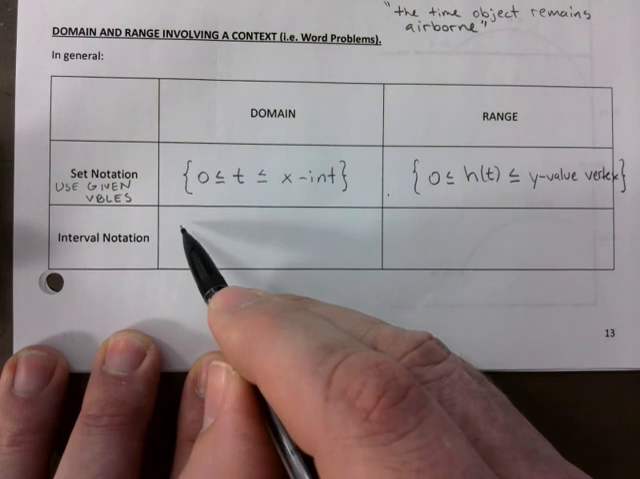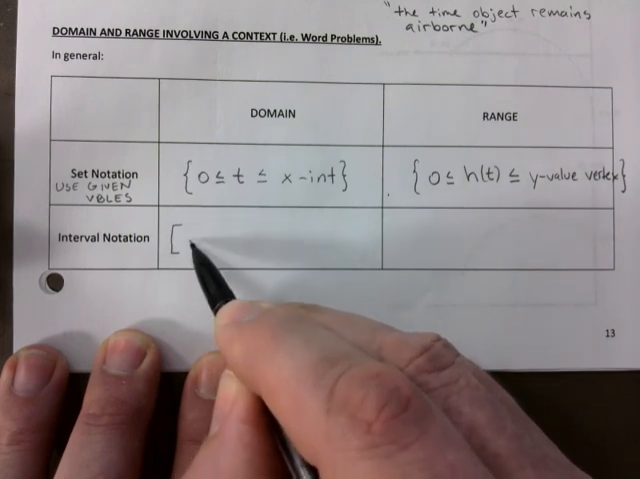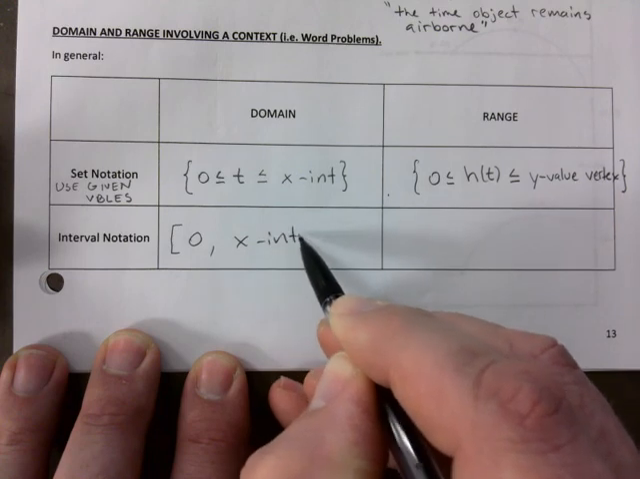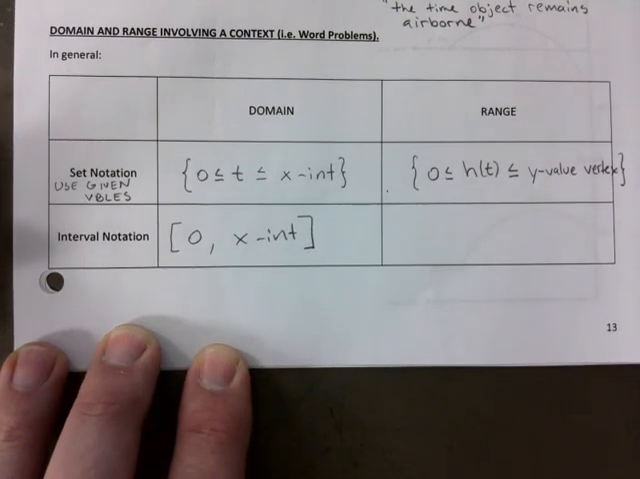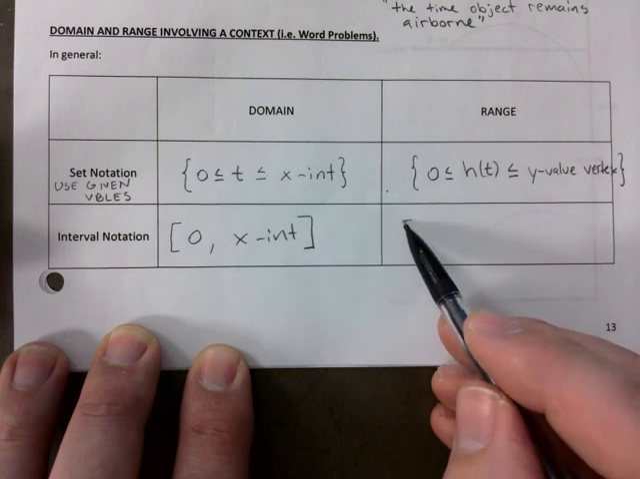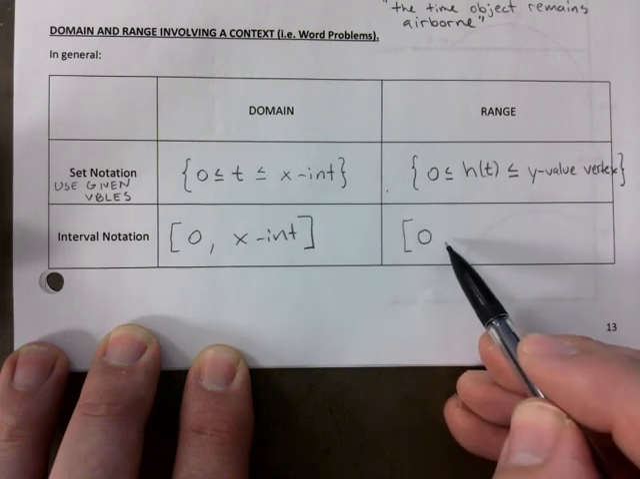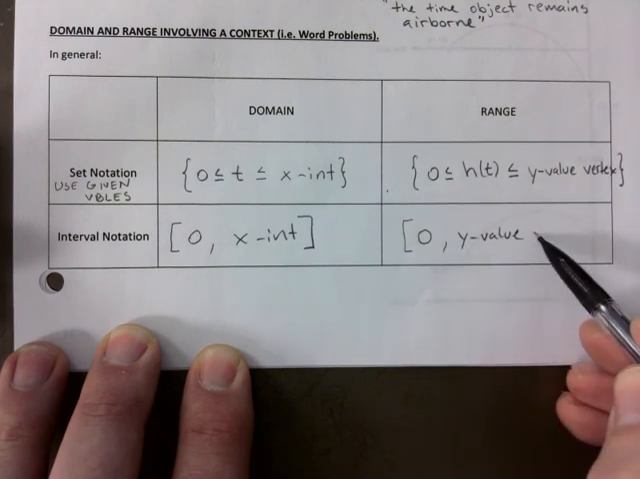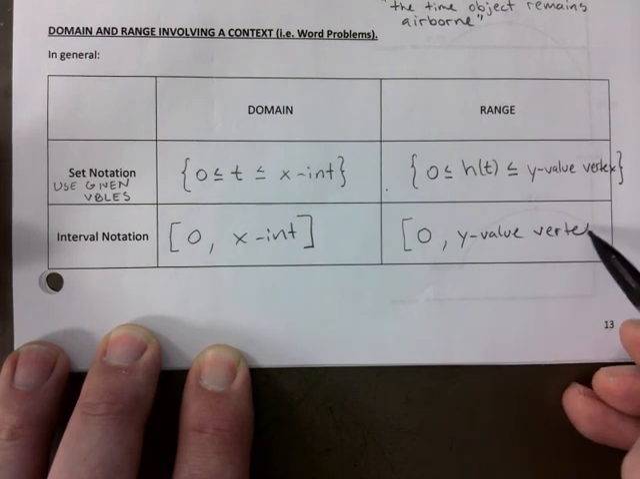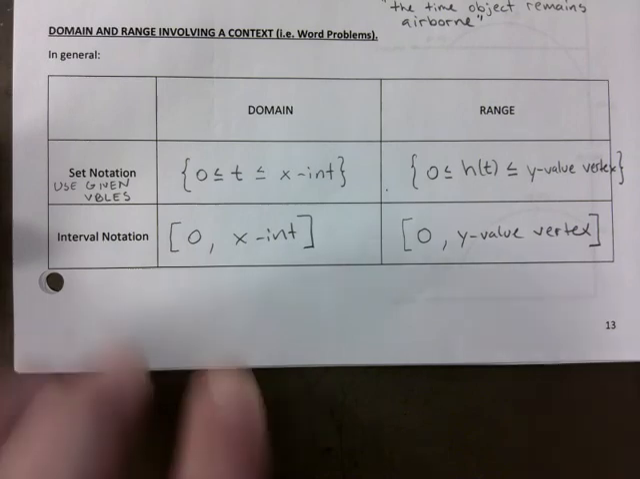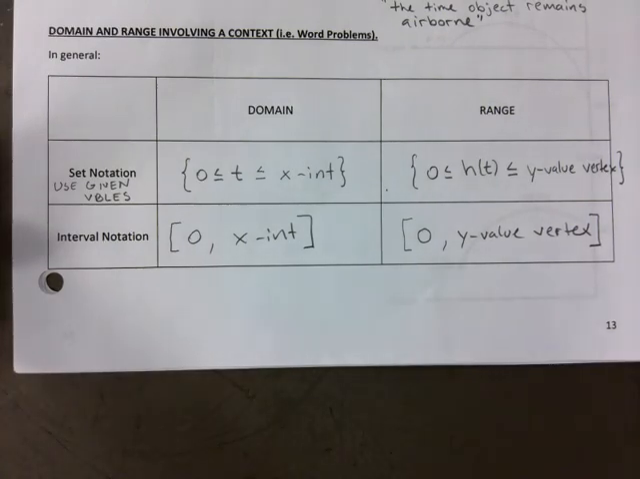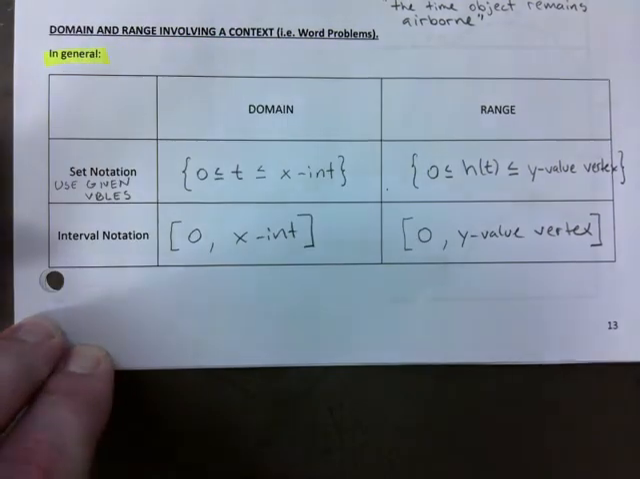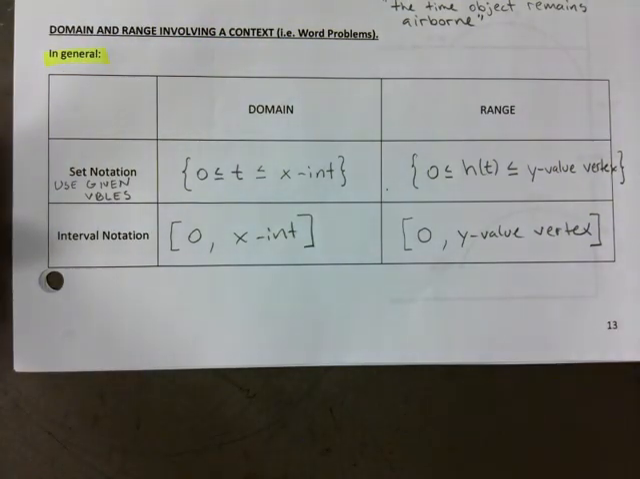Interval notation, you just go from 0 till the x-intercept. Both have square brackets. And for range, we would go from 0 until the y value of the vertex. And you're probably like, what? So this is in general. I will have to emphasize that in general. There will be some exceptions, and hopefully I'm going to get you to practice. We will practice together before we move on.